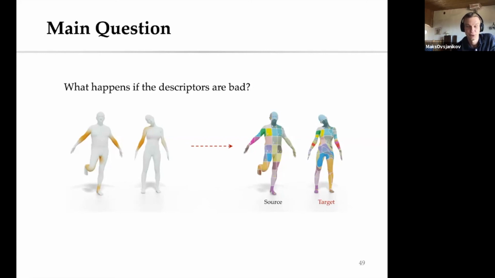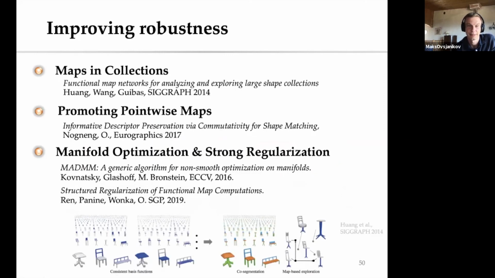There are many different approaches that have been proposed for dealing with approximate descriptors, so adding robustness to shape correspondence. Some of them use, for example, maps in shape collections. There are some constraints for promoting pointwise correspondences. There are other constraints, and we also worked on methods for adding better regularization for functional map computations. But ultimately, what we have observed is that this descriptor component is very important, and everything that you do is just trying to get away from this problem.